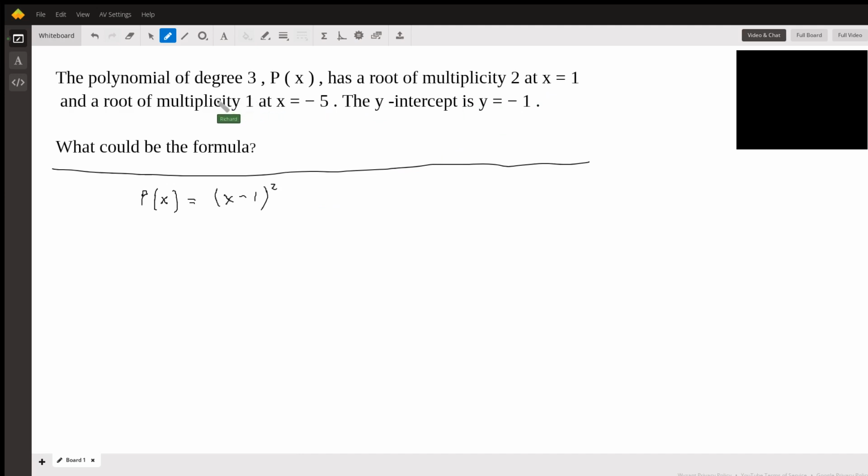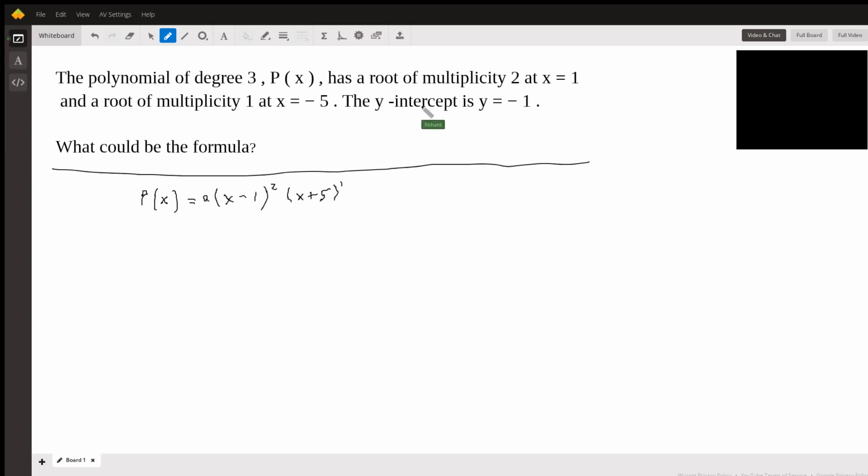And then the other root is negative 5, so that's going to be x plus 5. And it has a multiplicity of 1. Well, we could put a 1 here just to remind us, but it's not necessary. And then we just need a little constant in front, which we traditionally call a. So that's our equation. Now, if we want to evaluate a, we have to do some work here.